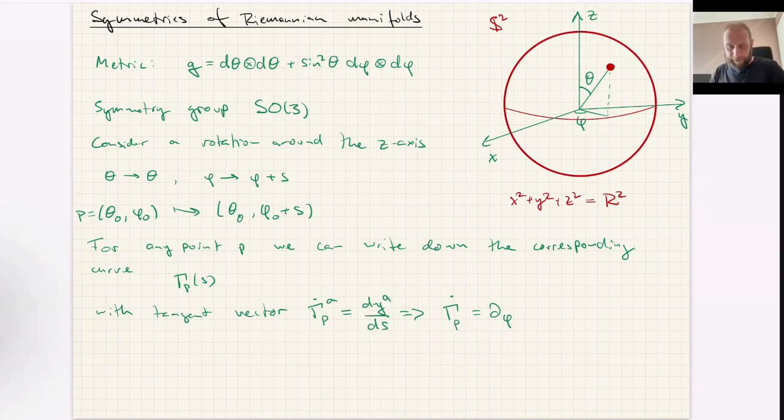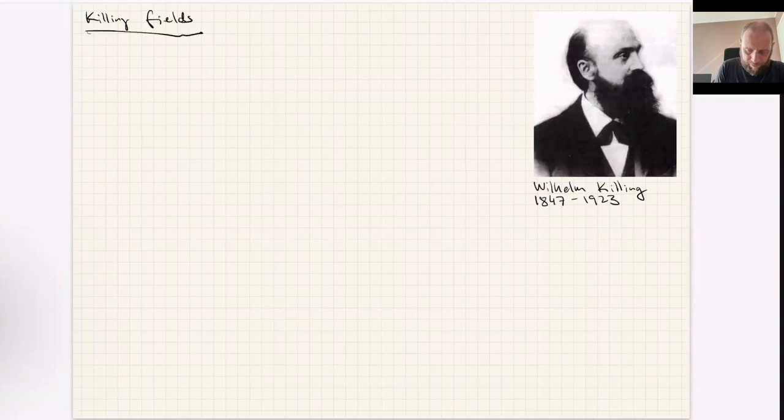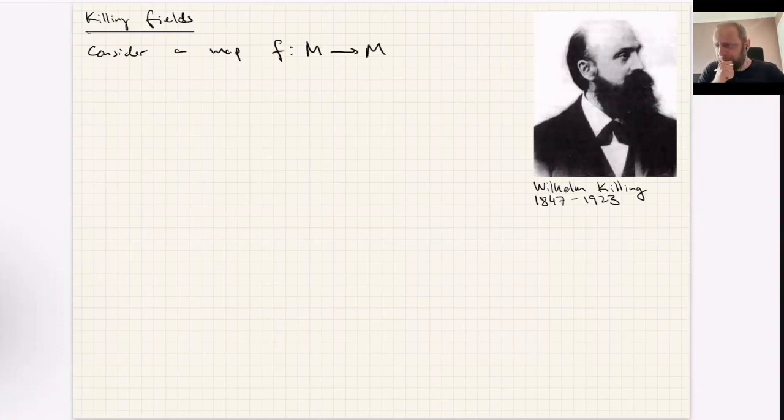So a Killing field is not that it kills anyone. It's a German surname from the German mathematician Wilhelm Killing. And what we do is the following, that we consider now a map F which goes from some space to itself.